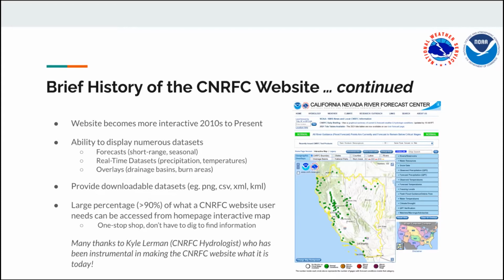Also, one thing I wanted to point out with our web page, even though we have several links underneath the home page, a large percentage of what a CNRC website user needs can be accessed from our homepage interactive map. As people understand, it can be frustrating to go to a web page and not really know where to go to find the data that they need. So that was in the back of our mind when we developed our front map interface, to have a one-stop shop where you don't have to dig through a web page to find the information that you're looking for.